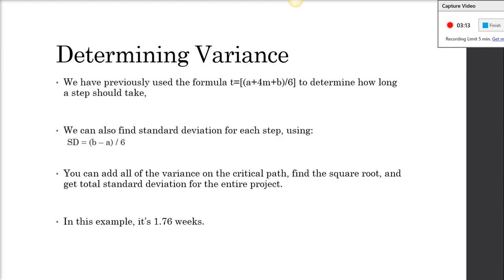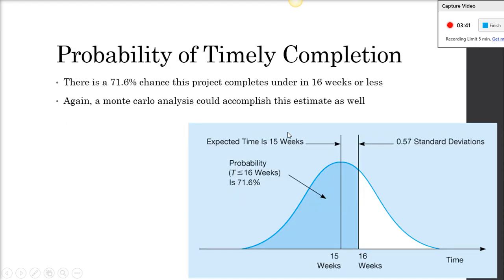Great. Determining variance, there's a formula here where you're going to take the optimistic minus the pessimistic divided by 6, and you're going to get your standard deviation from that. Add up all your standard deviations, and you'll get a total amount. I'm not really concerned with you calculating this. I just want you to understand the principle. We get 1.76 weeks of standard deviation, and so when we're tasked with doing this in under 16 weeks, we expect to do it in 15 weeks.